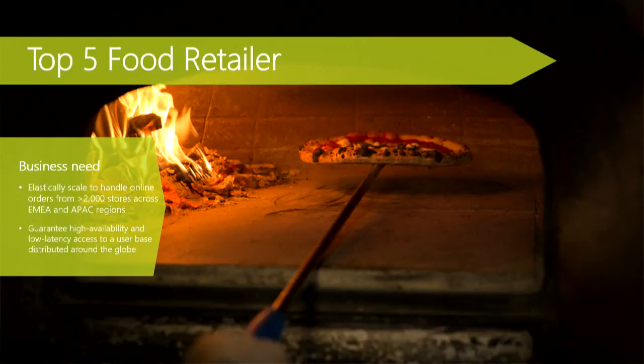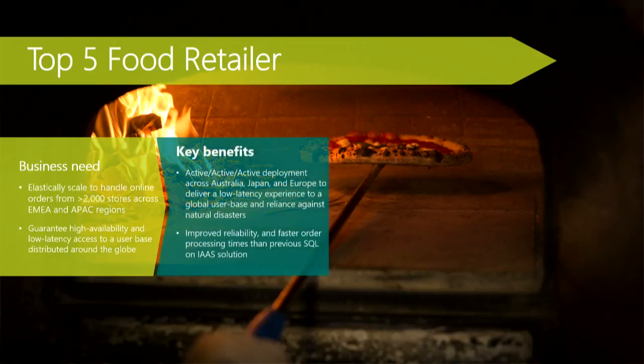Some of the things that we're seeing in this space: we're working with one of the top food retailers in the world. They have 2,000 stores distributed across both the EMEA and APAC regions. What they wanted to do was guarantee high availability and low latency to this global user base. What they ended up doing was using the global distribution capabilities to set up an active deployment across Australia, Japan, and Europe. That way, all of these users get very, very low latency.